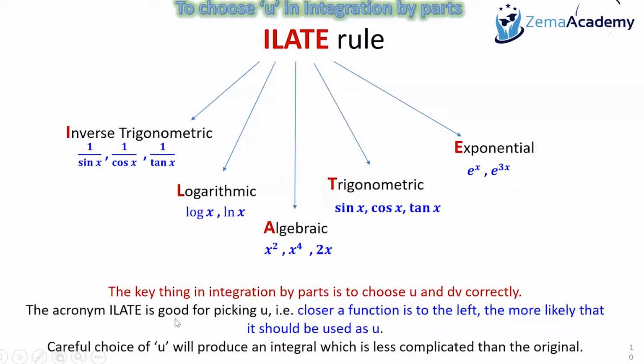So just to remind you, the important thing or the key thing in integration by parts is to choose u and dv correctly. Once you have identified that the integral consists of a product of two functions, you are sure that, okay, now I need to use the integration by parts formula. This is step 2. The next step is which one to take as u and which one to take as dv. And for that, you need to use the ILATE rule.